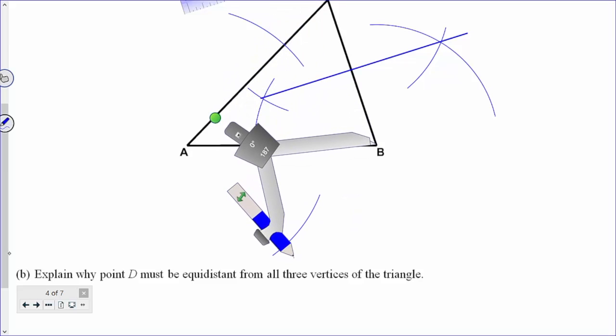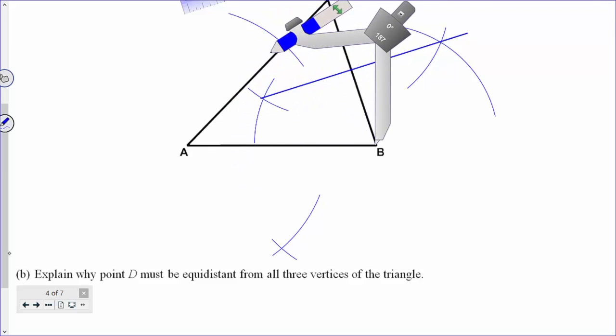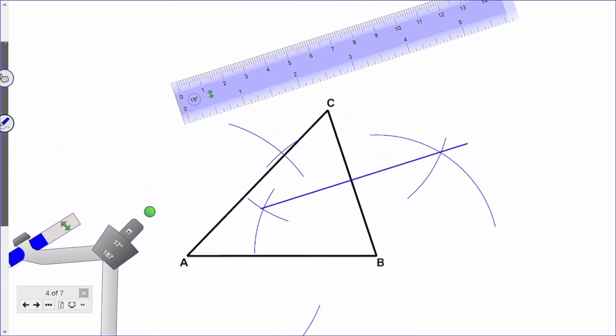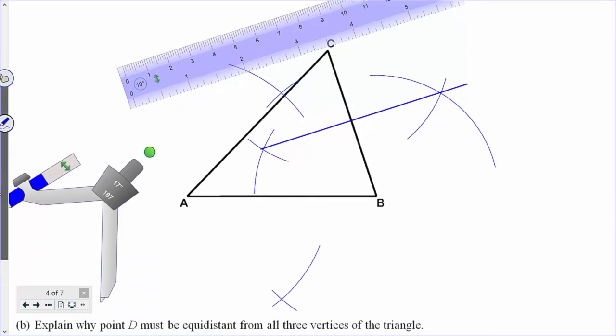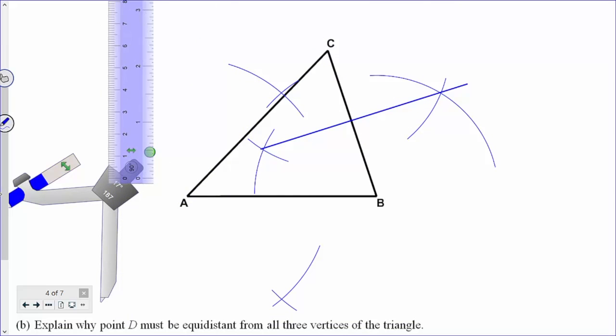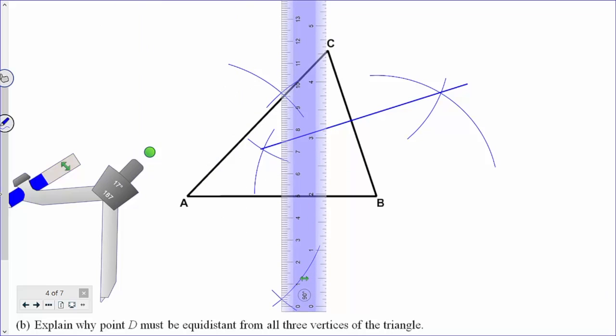Down, arc, up, arc, get it out of there, back up, grab my ruler, bring my ruler over, get it lined up, and wonderful.